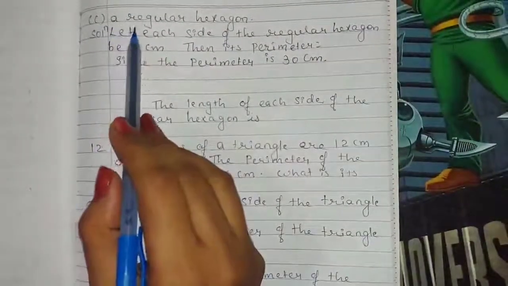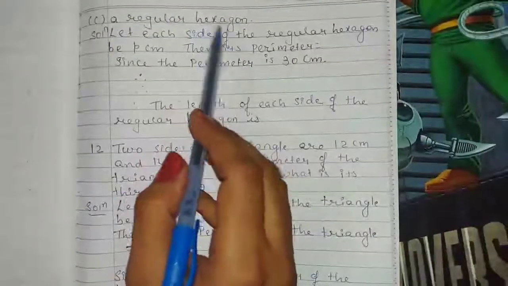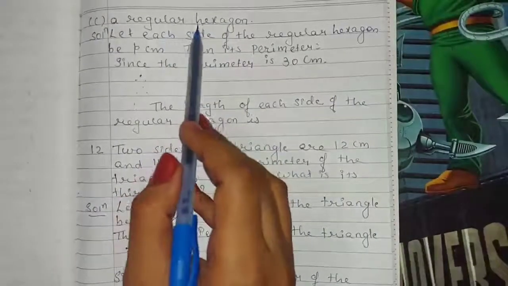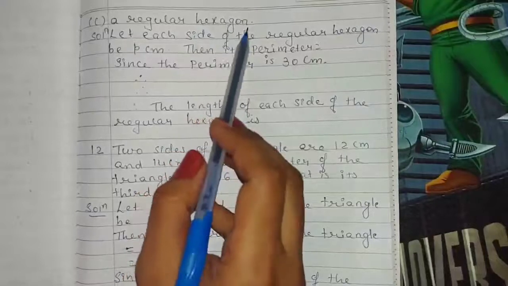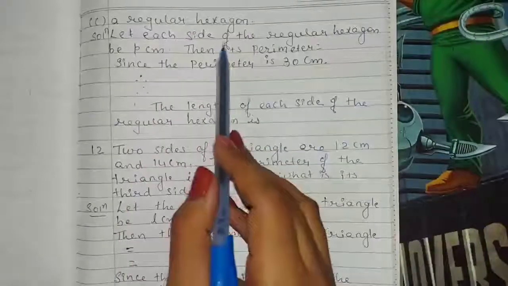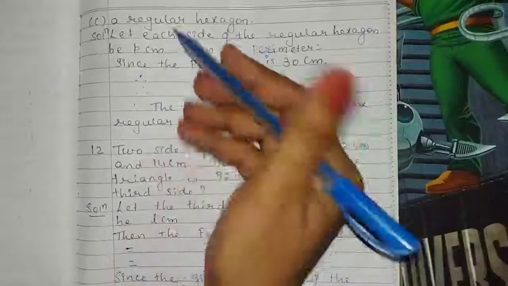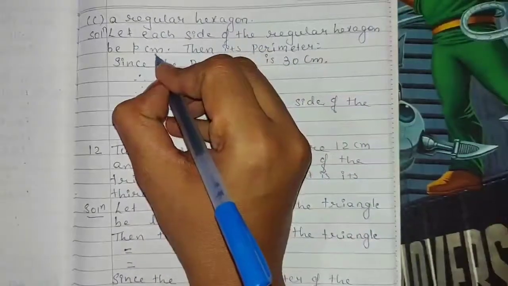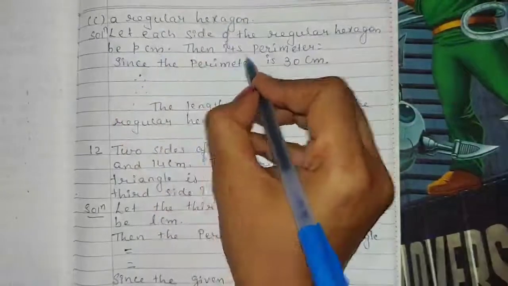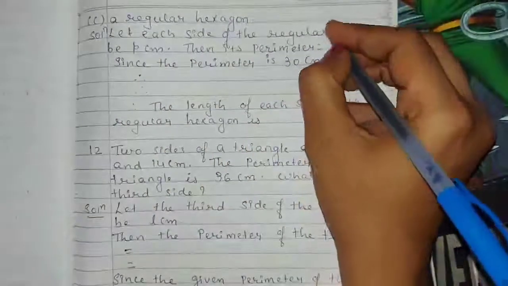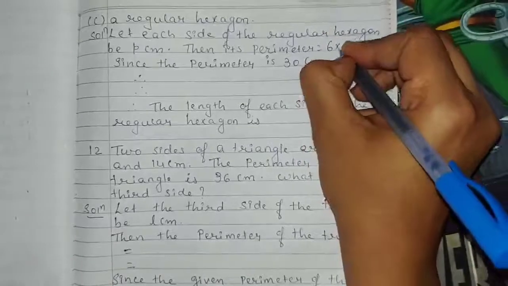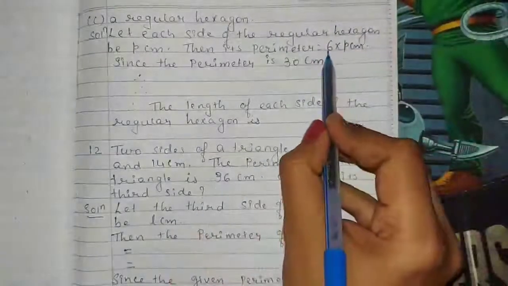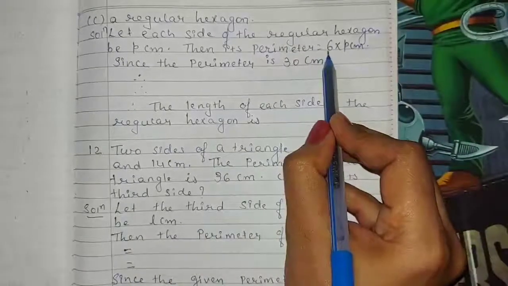Now the next figure given is a regular hexagon. First of all, what is a regular hexagon? Students, a regular hexagon means having 6 sides equal. So let each side of the regular hexagon be p centimeter. p is the side of the hexagon because we have to find p. Then its perimeter equals 6 multiplied by p centimeter, that is 6p, because the hexagon has 6 sides.